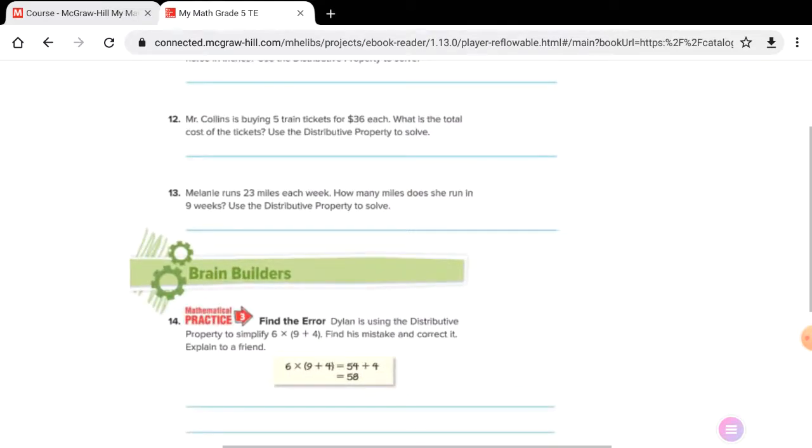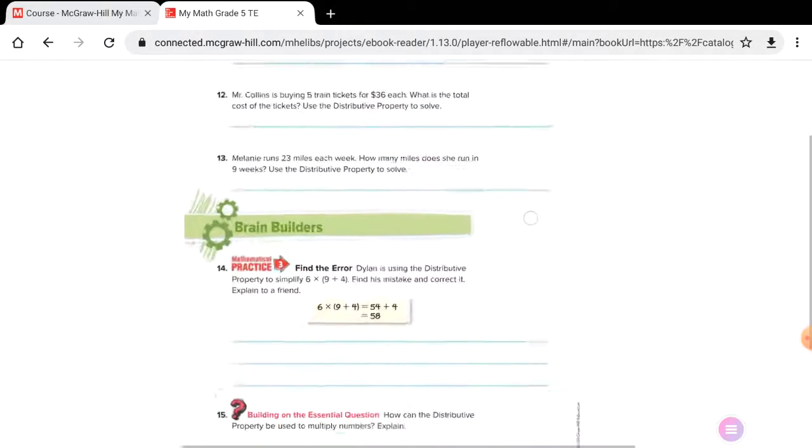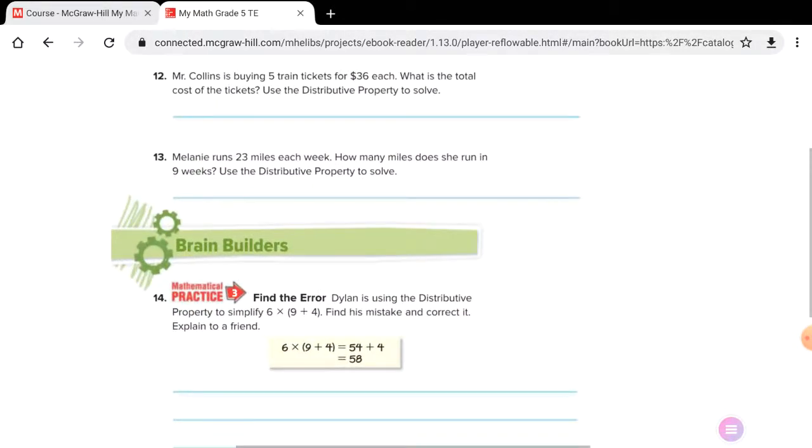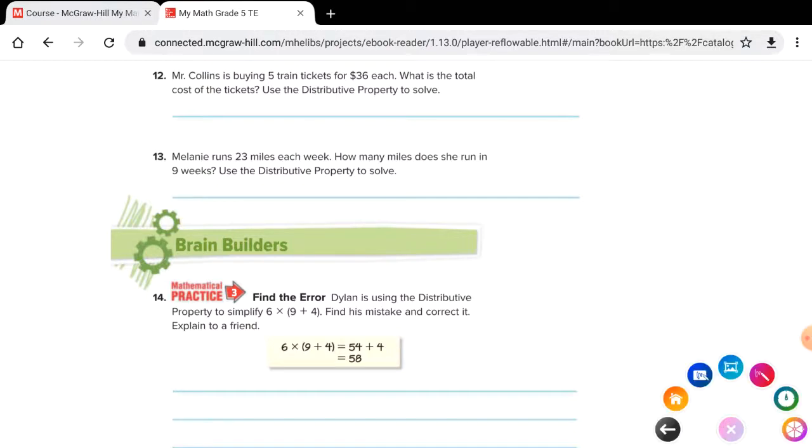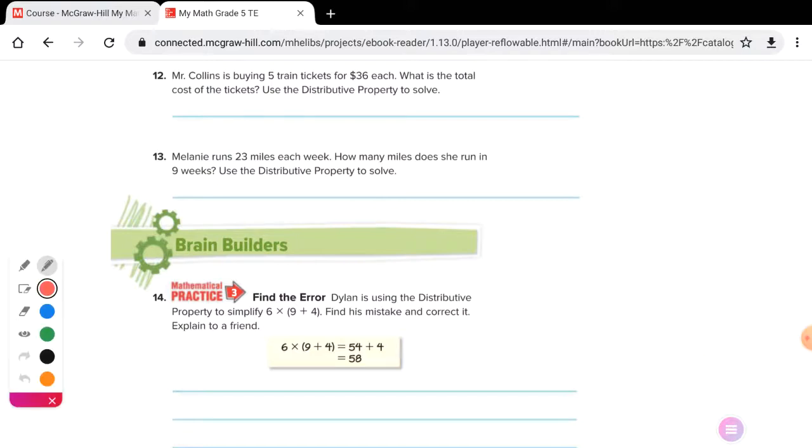Okay, so the first problem you had to do, this is page 122, I believe. I think this is actually the second one, right, that you had to do? Page 122, number 12. Mr. Collins is buying 5 train tickets for $36 each. What is the total cost of the tickets? You do not have to use the distributive property to solve. So, what is our number sentence, Finley? 36 times 5.